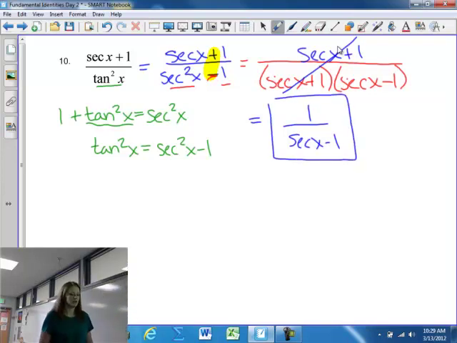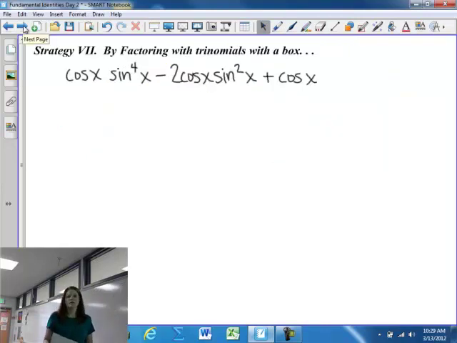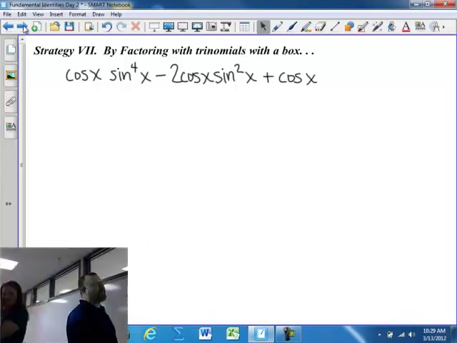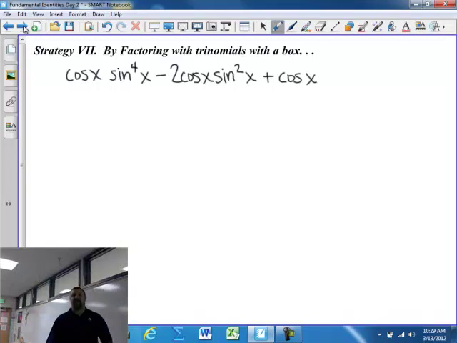Alrighty? So, let's take a look here. What's up next? Well, we covered least common denominators. We've covered some factoring. We're going to do a little factoring with a box. All right, you guys remember box factoring? Or any other factoring method? No? Okay. This one looks kind of messy. Remember, our goal here is to simplify this as much as possible.